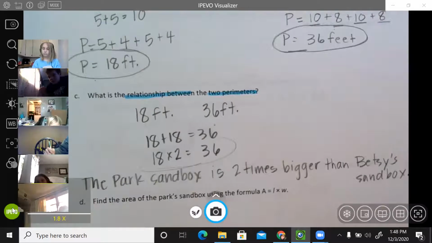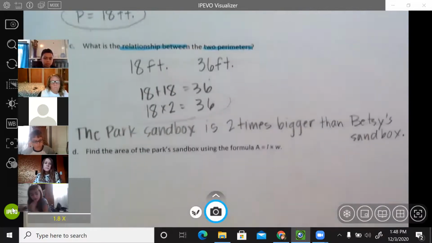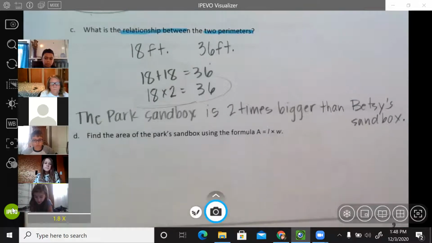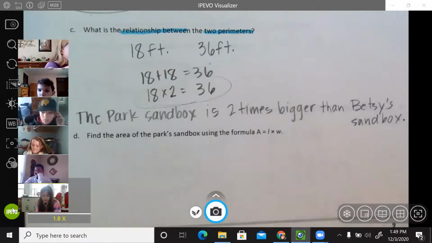All right, moving on. Maria, go ahead and read letter D. Find the area of the park sandbox using the formula A equals L times W.